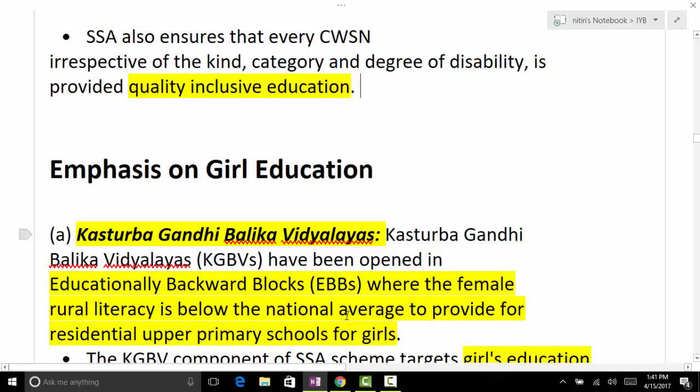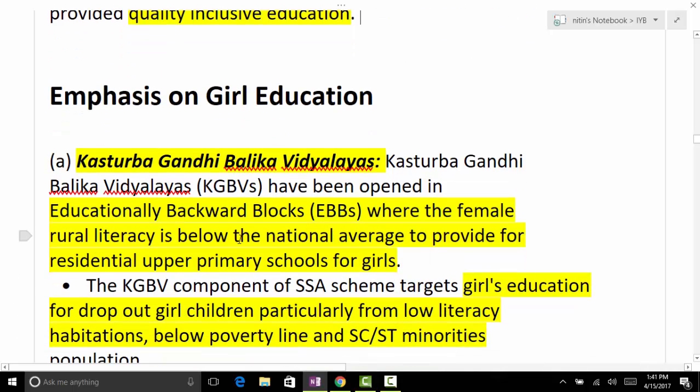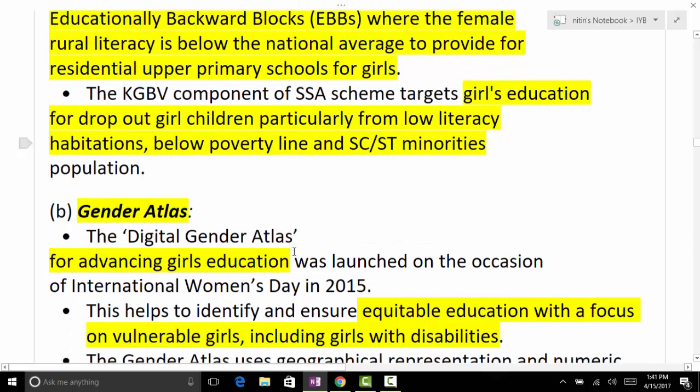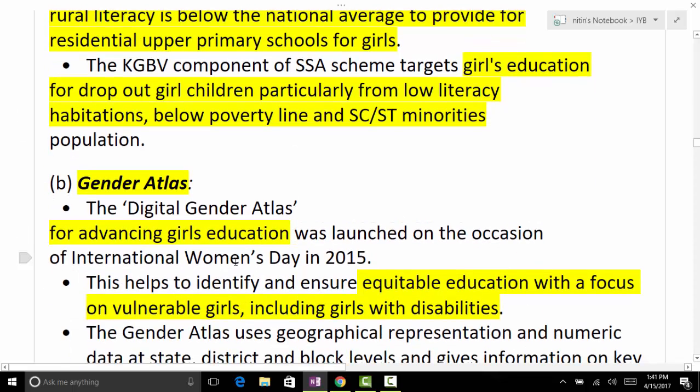Okay, now we come to the next topic, that is emphasis on girl education. Let's look at a couple of initiatives. Kasturba Gandhi Balika Vidyalaya was opened in educationally backward blocks where female rural literacy is below the national average. It's a residential upper primary school for girls. Then the Gender Atlas.